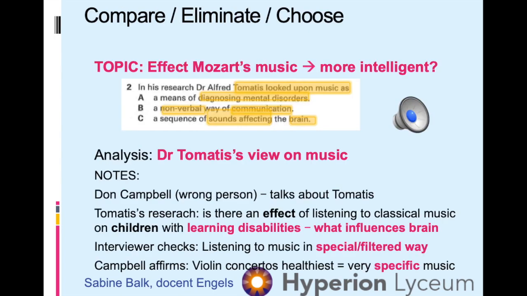And back to the question. Let's compare our notes to the keywords in the question. Is there any mention of mental disorders? Is there any mention of non-verbal communication? Is there any mention of a sequence of sounds affecting the brain?